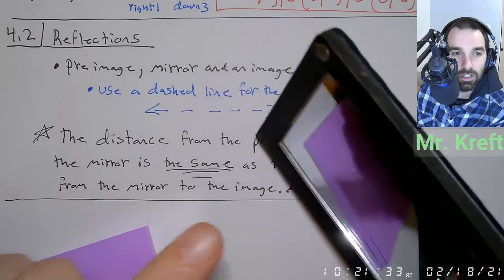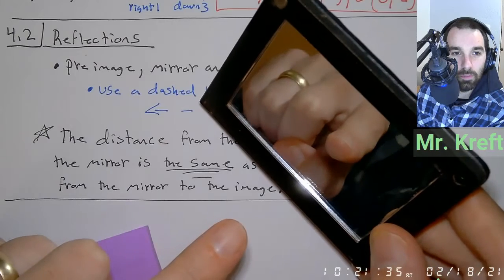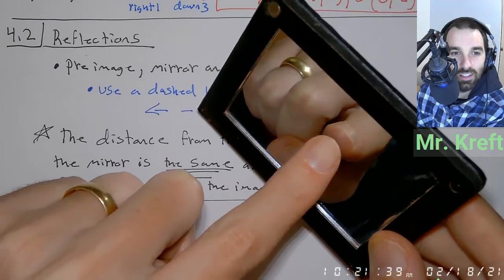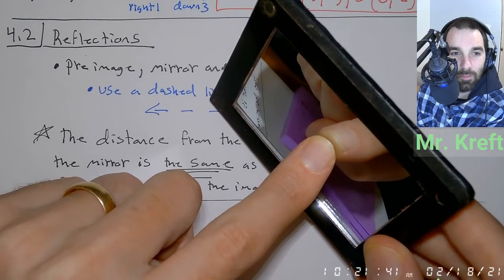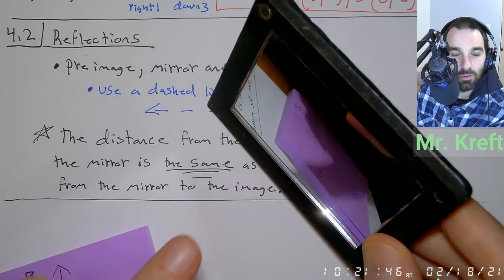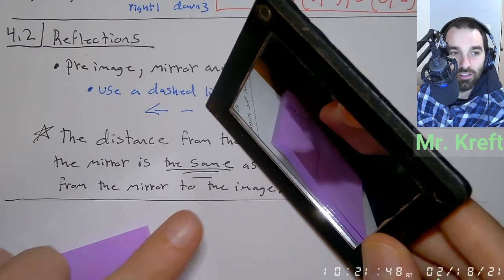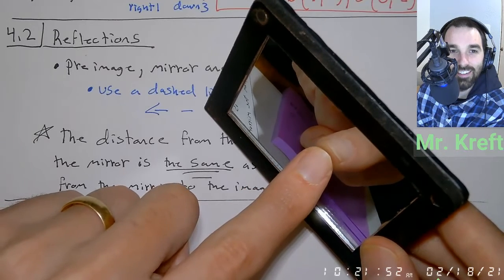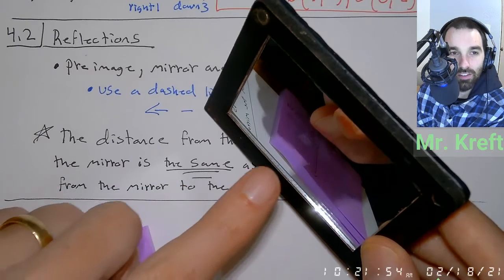Now, notice, here's my finger, here's the mirror. What happens to my finger as I get closer to the mirror? It's hard to see, but do you see how my finger is touching my finger? And then as I go away, my finger goes away. Okay? And so that's what we're saying. The distance to the mirror is the same as the distance away from the mirror, right?